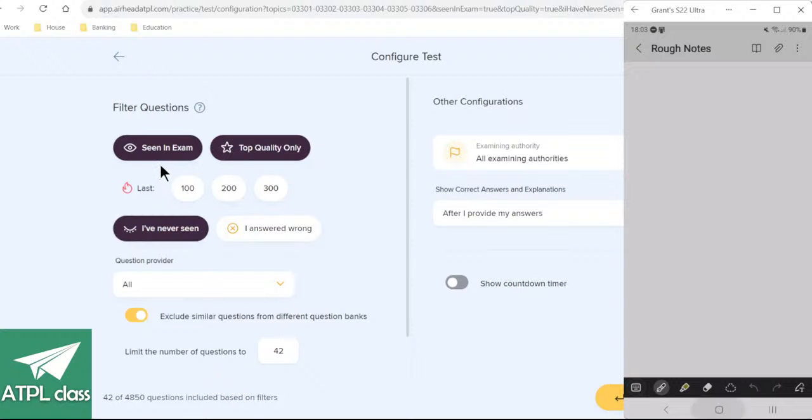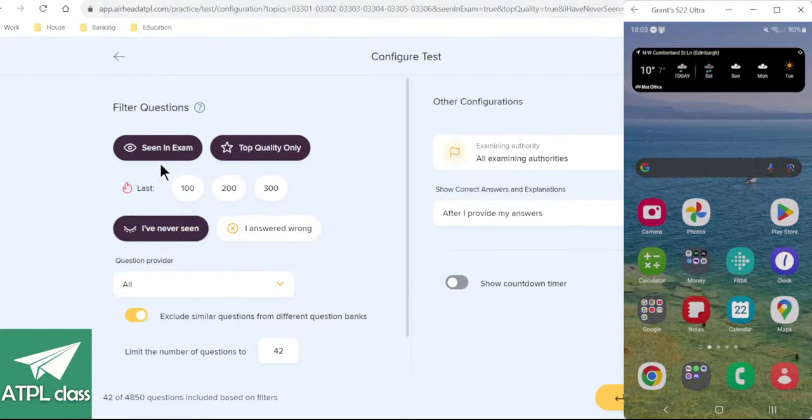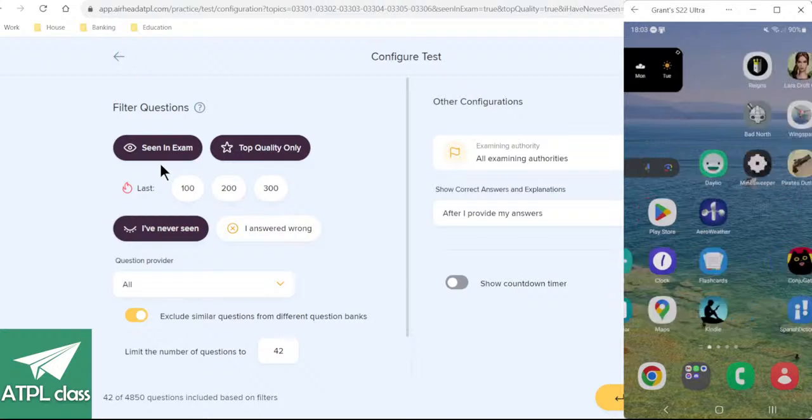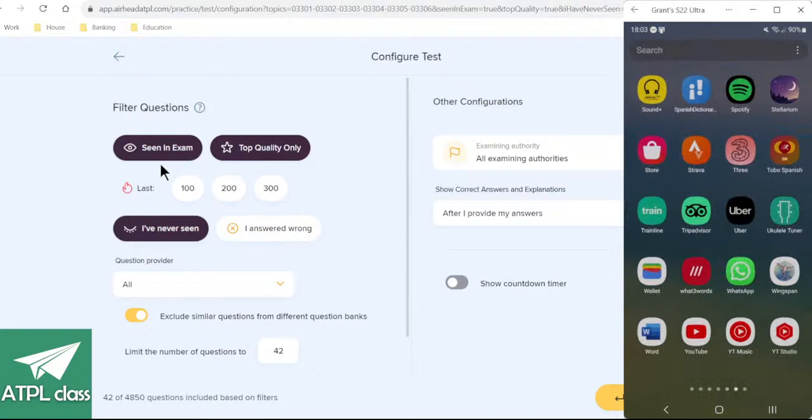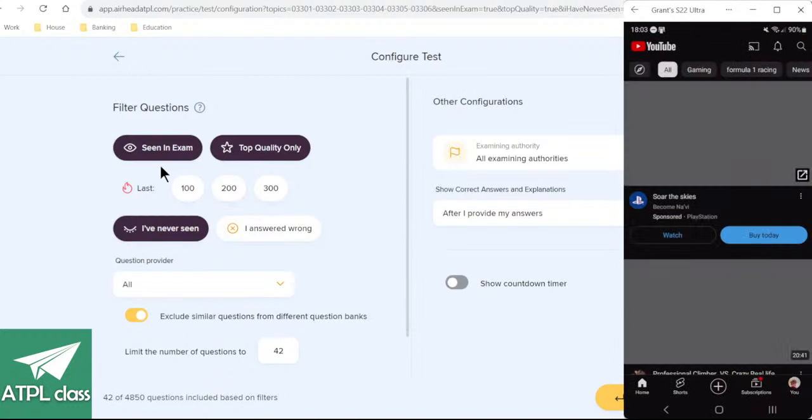Is that working? Is the question that we want to know. Doesn't look like it. There we go.